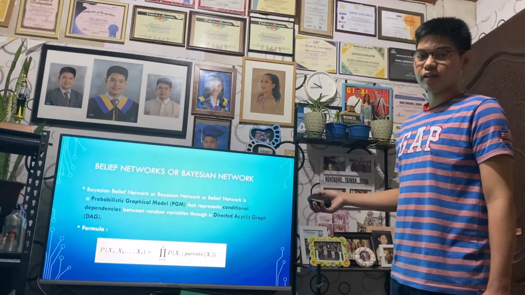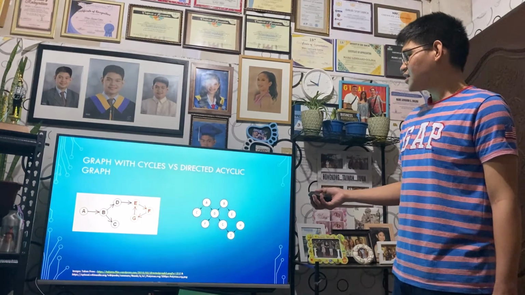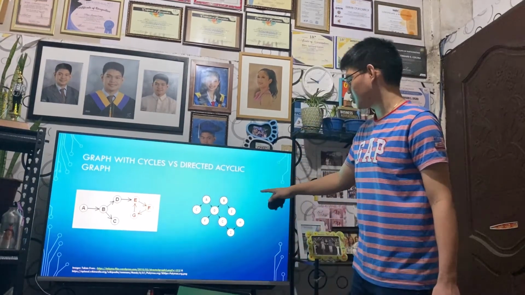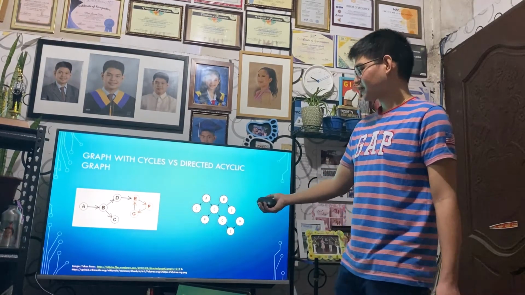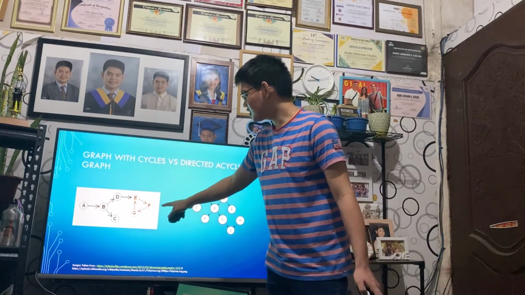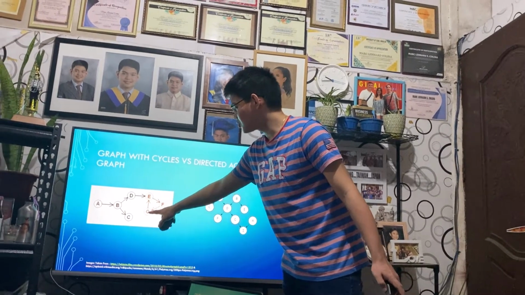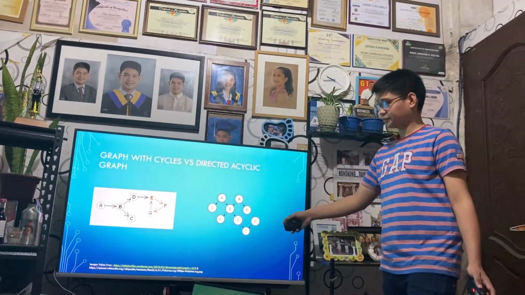Now, to give us more context, before that, this is what a graph with a cycle looks like, and this is what a DAG looks like. As you can see, the graph with cycles has directed edges that go back to itself, while directed acyclic graphs do not.